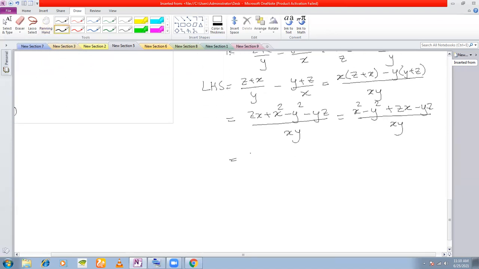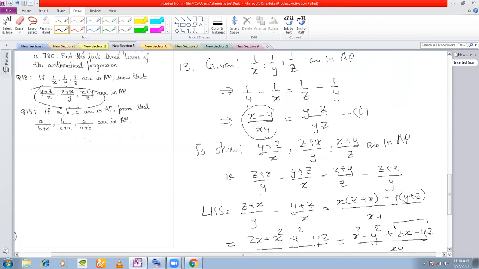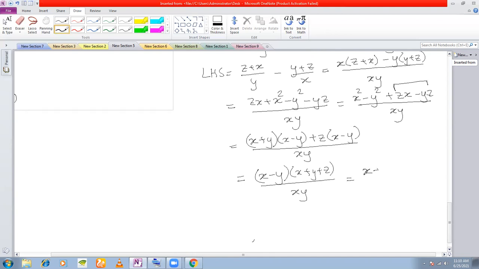Which is equal to, now x square minus y square you can factorize as (x+y)(x-y). And from these two, what can you take out? You can take out z to get simply (x-y) divided by xy, which is equal to, now you can factorize this as (x-y)(x+y+z) divided by xy, isn't it? Now see, look at one here. (x-y)/xy must be equal to (y-z)/yz. So what you do is, you take (x-y)/xy together, and you write x+y+z separately.